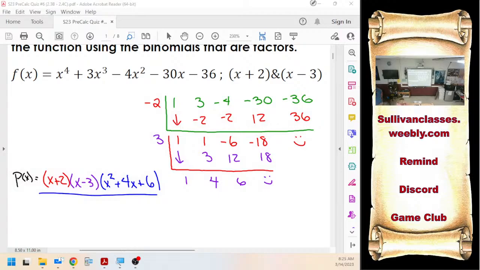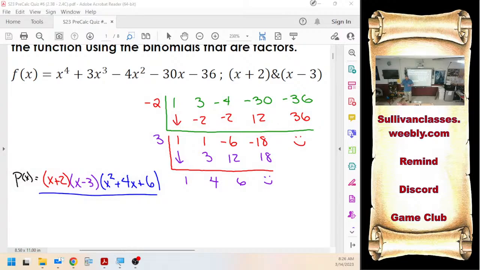If -2 doesn't work, would you just do like 3? I would start over with 3. And then for your answer, you would just write x minus 3 and then the cubic result. Yep. So okay, so 3 doesn't work. We wrote x cubed plus x squared minus 6x minus 18 over x plus 2 times this cubic makes this quartic.